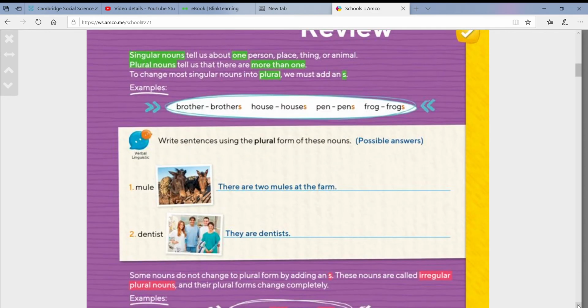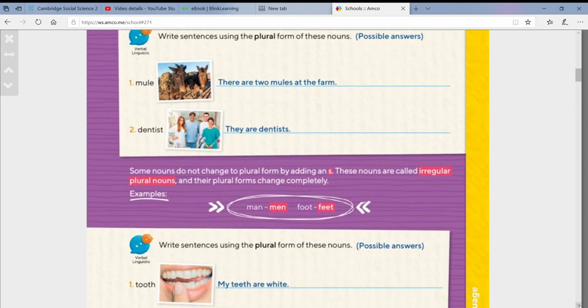Okay, so these are possible answers. So for example, there are 2 mules at the farm. You can write any answers that you want. This is just a possible answer. It's an example. Or they are dentists. I can see 4 dentists. The most important thing is that you changed mule and dentist to plural. So you've written mule with the S and dentist with the S. This is the most important. If you have this written, give yourself a tick because this is good.